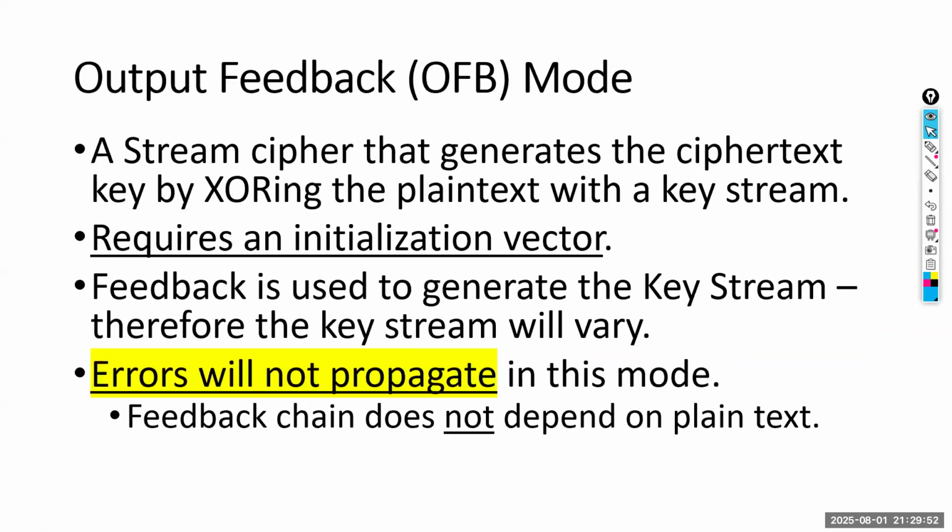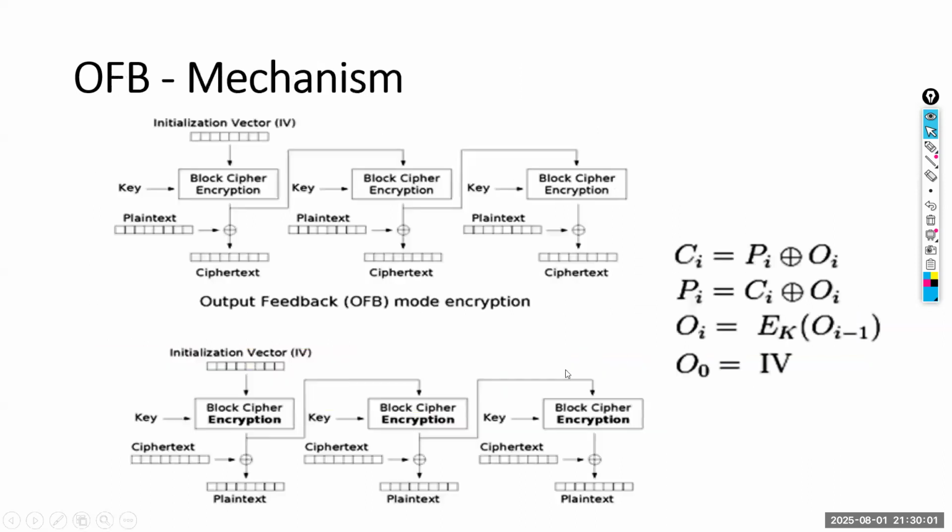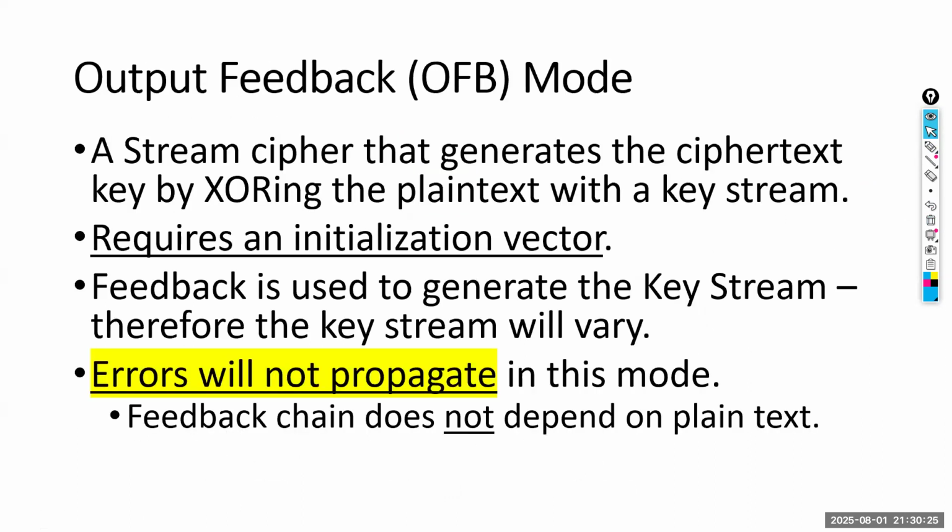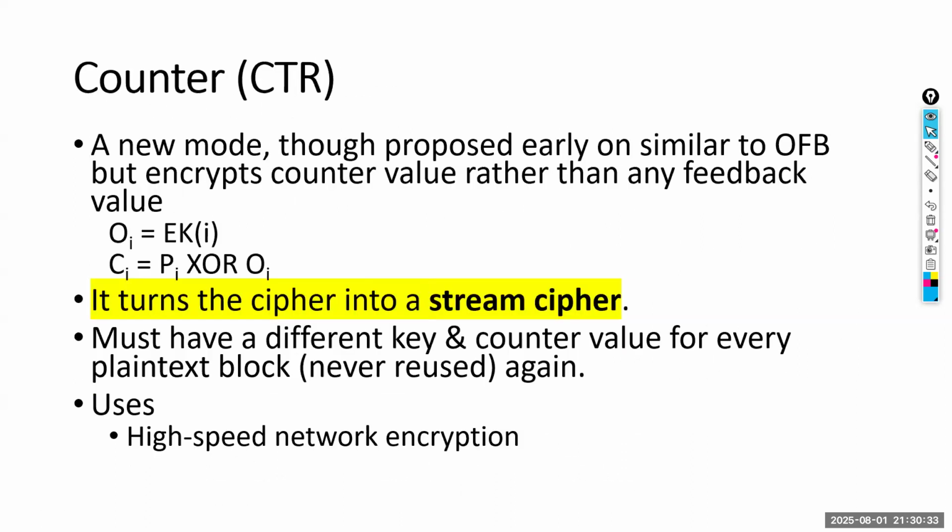So the next one is output feedback, OFB. OFB is again using chaining, but in a different way. This ciphertext is the input to the next one. So therefore, errors are again getting propagated. But at the same time, a small change in your previous plain text will change your entire ciphertext. That advantage is still there. And again, you need an initialization vector. So that is called OFB.